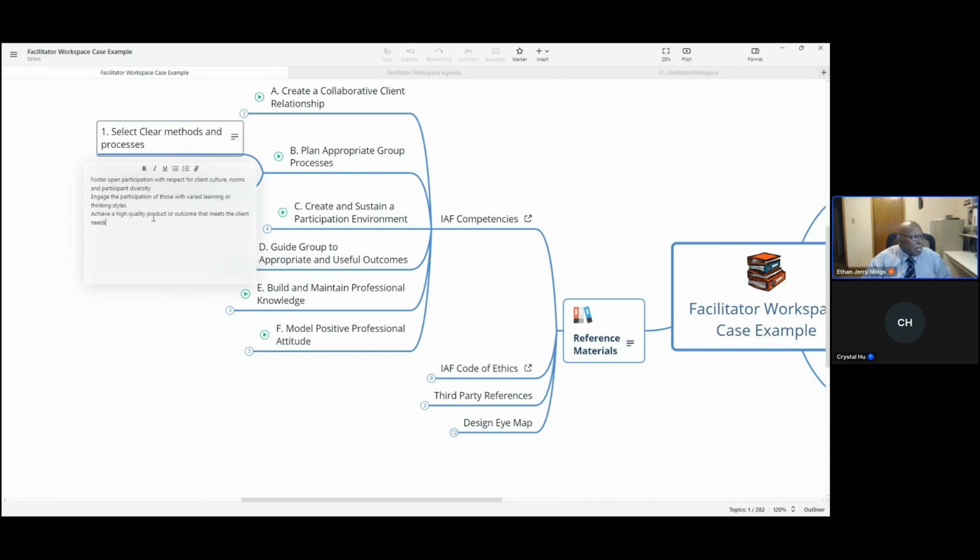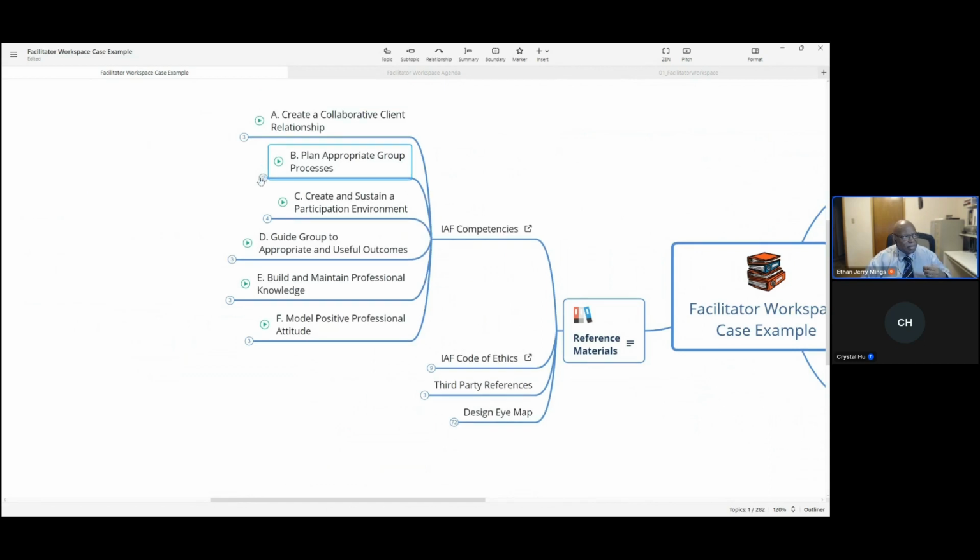And this gives me clues of what my behavior should look like. So this is really helpful when you're really thinking about your design of facilitation. You've got the collaborative client relationships, plan appropriate group process, create and sustain a participatory environment, and guide the group. And these are your professional development areas.